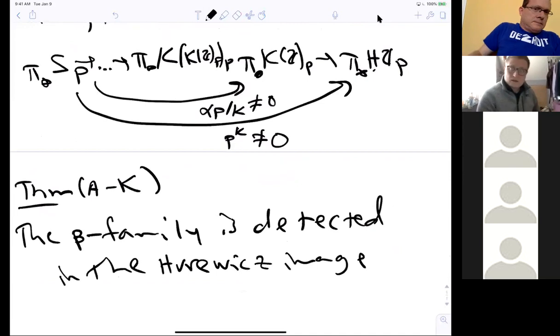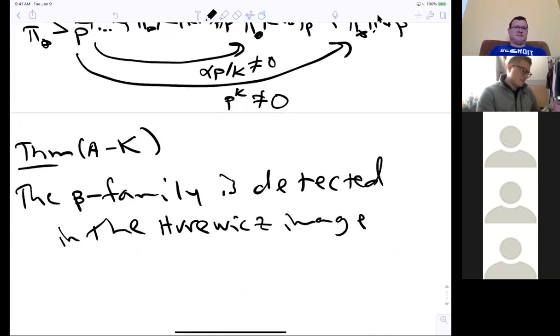Sorry, Gabe, I have a quick question. Can I just finish the sentence real quick? Oh, sorry, yeah. So the beta family is detected in the Hurewicz image of K of K of Z.